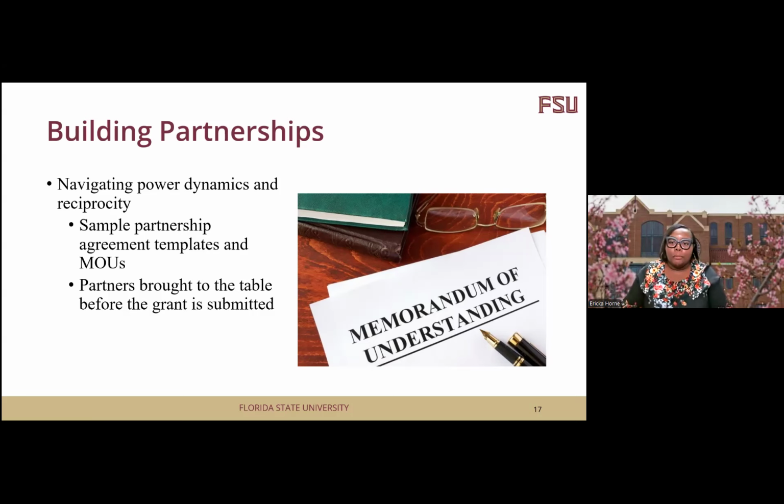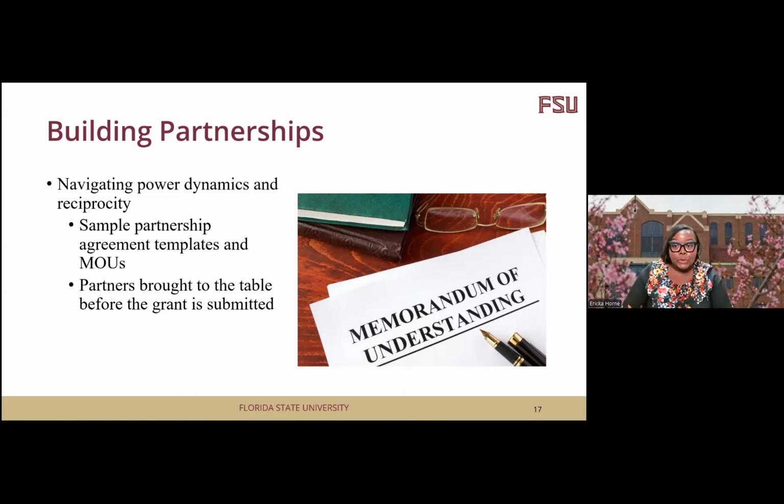So we want to be mindful of those different power dynamics and how we're communicating with our community partners and making sure they're a part of the process. Because once they're invested and they see themselves, they're going to make sure that this project goes to fruition. So bring them to the table early if you can.